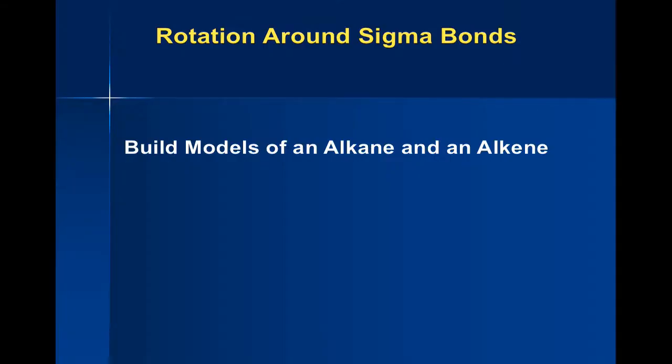So let's build some models. What I want you to do is get your model kit out, and I want you to build an alkene. We're going to start with that. So you need 2 of these gray pieces that are labeled sp2, and you need one of these pi bond pieces. And you just snap them together. Okay? So you should have something that looks like this.